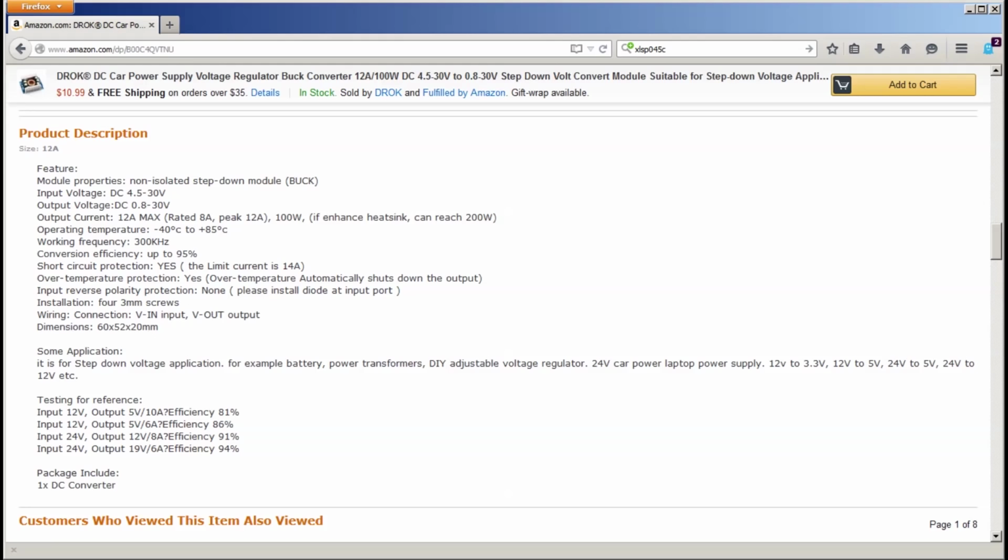Short circuit protection with current limit of 14 amps. Over temperature protection, automatically shuts down the output. Reverse polarity, oh, no reverse polarity protection. Okay. And wiring V in input, V out output. No surprise.